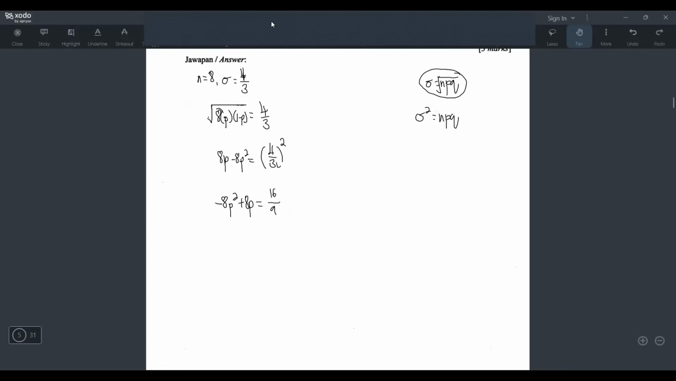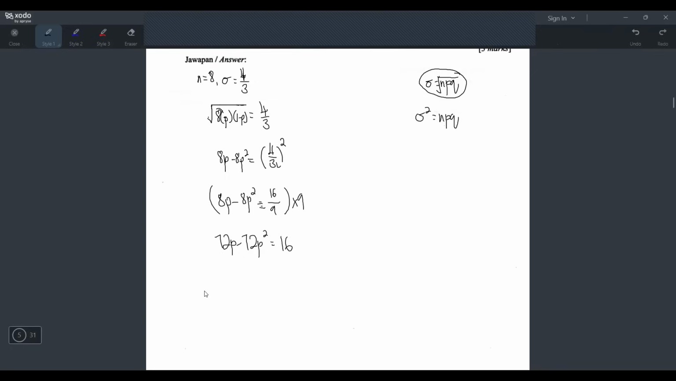But first thing first, let's get rid of the fraction. So how to get rid of the fraction? Let's write it using the order they give us. So 8p minus 8p square here. Because there's a fraction over 9, I can take the whole equation times 9. When I times 9, this becomes 72p, this one becomes 72p square, and this one becomes 16 because the 9 can cut, right?